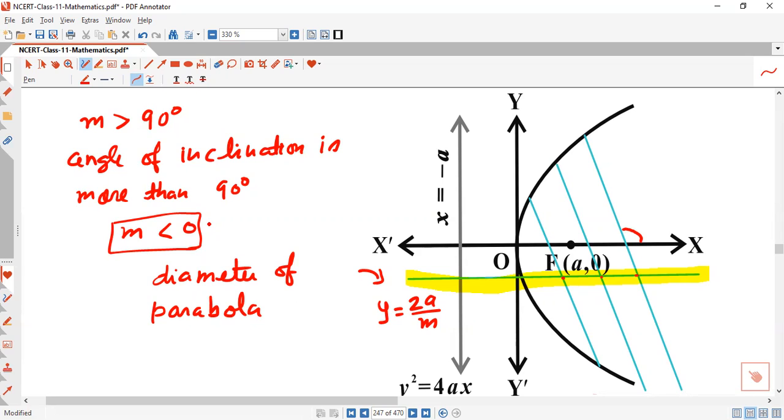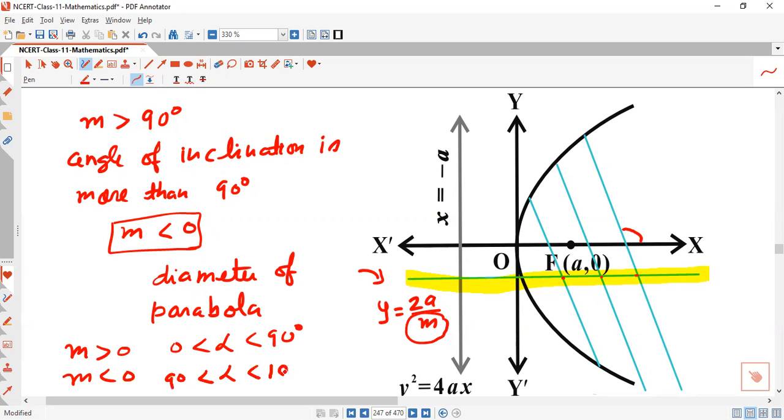So here we understand one thing: the value of m can be positive or negative. m is positive, m is negative. When the angle of inclination lies in the range of 0 to 90 degrees, m is positive, and when it is 90 degrees to 180 degrees, it is negative, because we know m equals tan alpha.